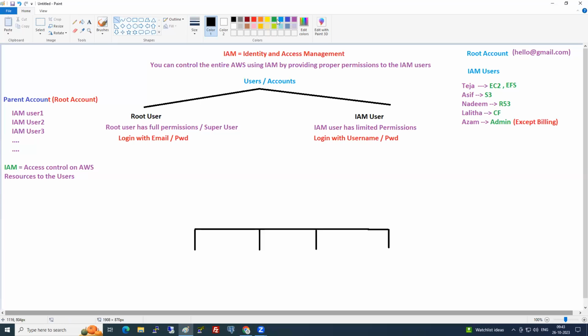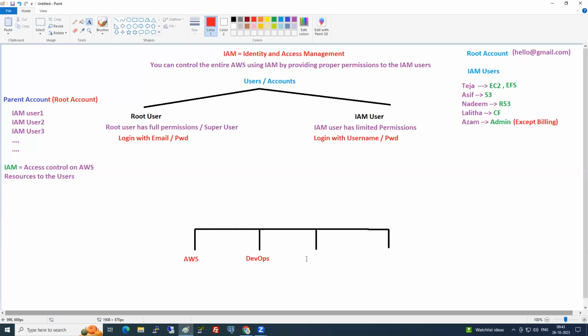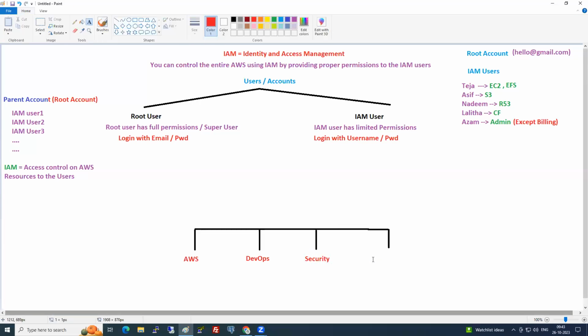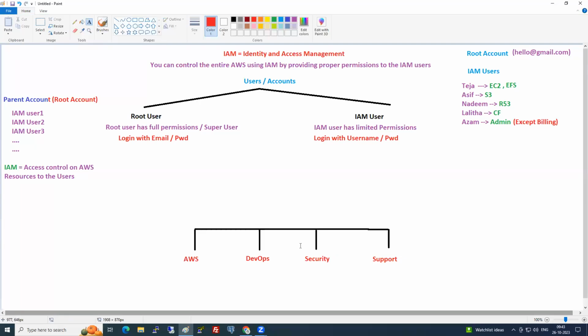What are those departments? I have given AWS department, DevOps department, security department, support department. Right? I have these many departments. Each and every team has 200 or more than 200 users. Is it possible for me to handle?